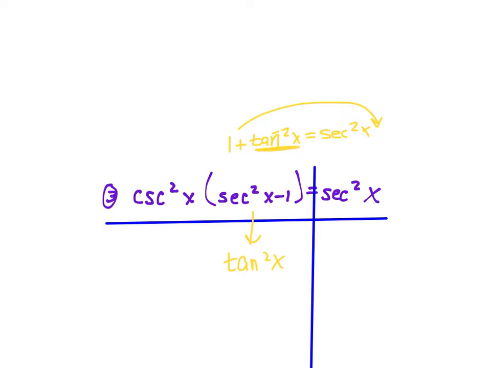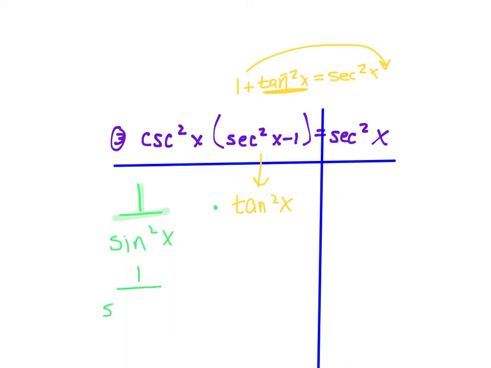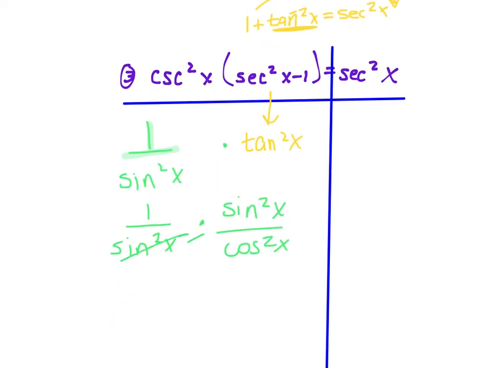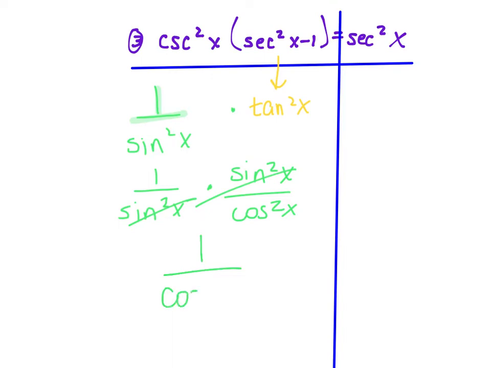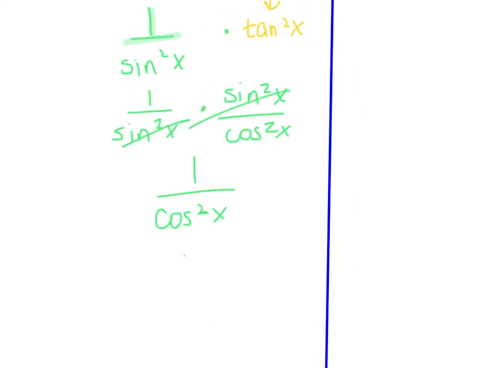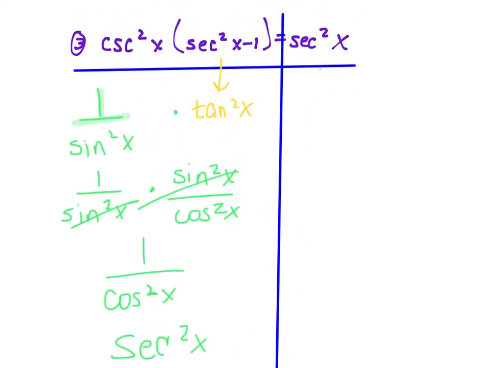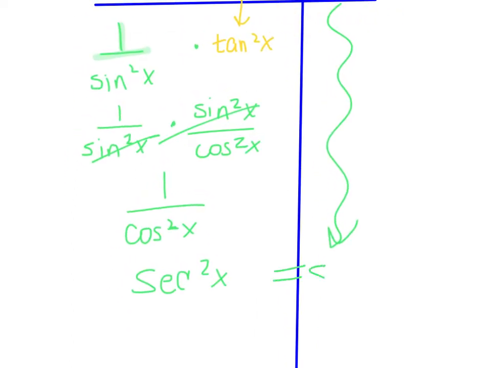And I can rewrite cosecant as 1 over sine squared x. Then I can look at this and say, okay, 1 over sine squared x. Tangent, I can rewrite that as what? Sine squared over cosine squared. Good. So my sines cancel out. I have 1 over cosine squared x, which, to simplify and rewrite as one single term, I can write as secant squared x, which is what we started with, what we're trying to get to. So secant squared x equals secant squared x.